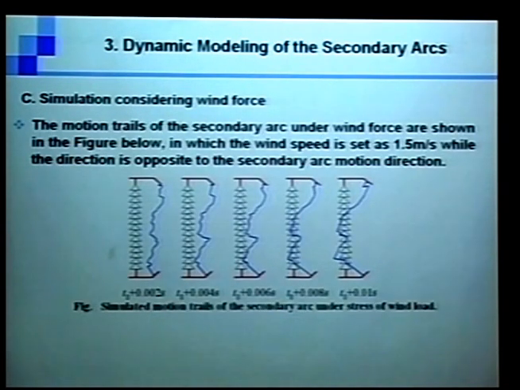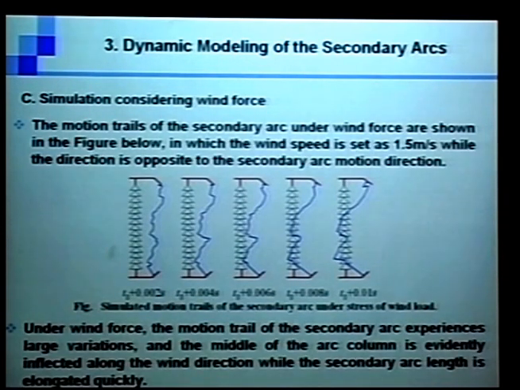Then you can see this is the simulated motion trails of the second arc under stress of wind load. The wind load means in the direction opposite to the arc itself. You can see the dynamics of the arc with time, and in a rough way it is similar to the experiments. We can't say it exactly models the dynamics of the arc physics, because actually it's too complicated.